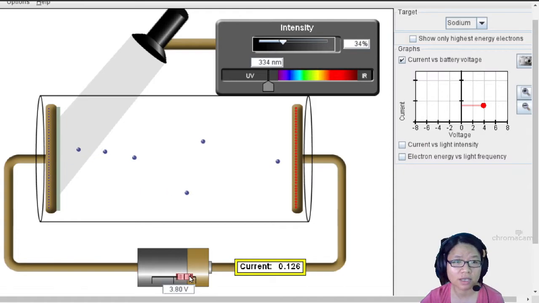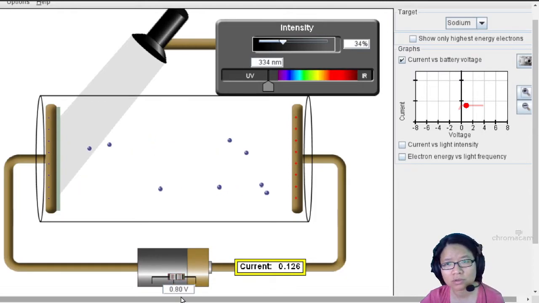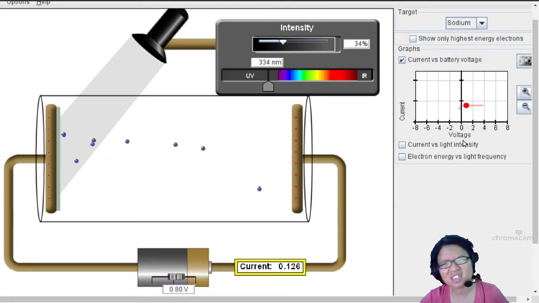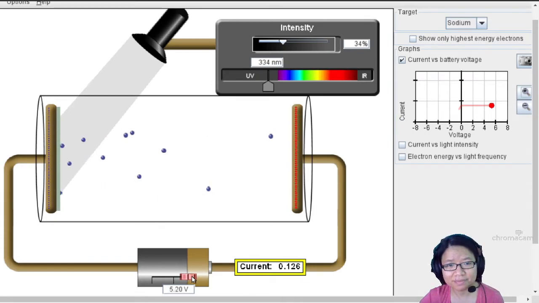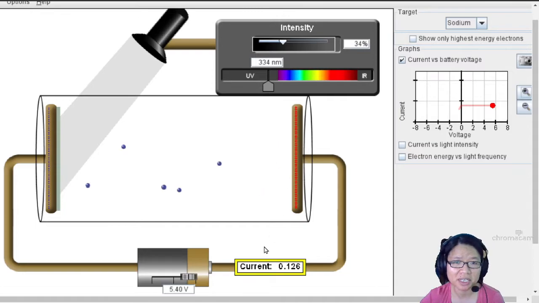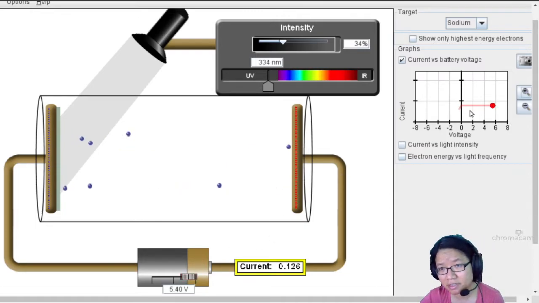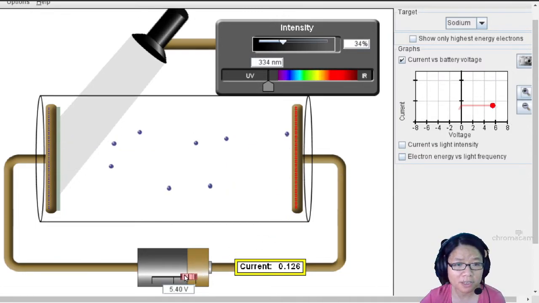You may be thinking, if we put a low positive voltage, wouldn't the current drop? Not really. As long as it's positive, the total number of electrons that hit this plate per unit time is the same. Remember? So you can see that when you make this more and more positive, the total number of electrons hitting it per unit time is still the same. The current is still the same. But what happens when we swap it to negative?